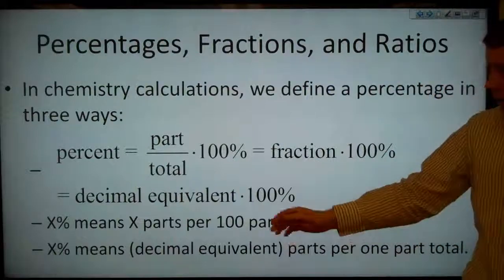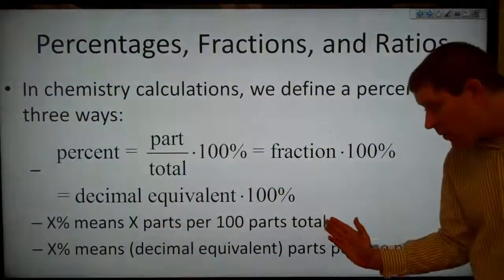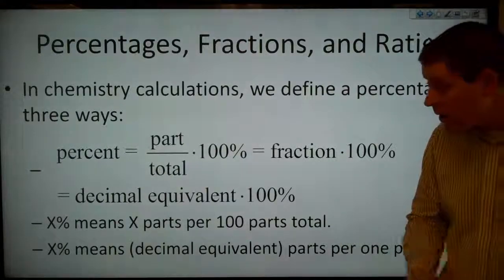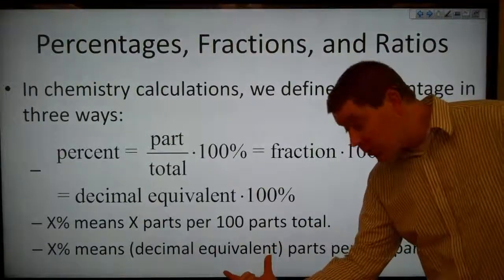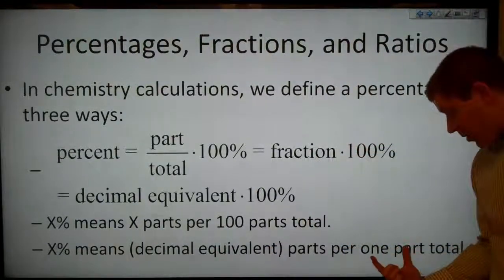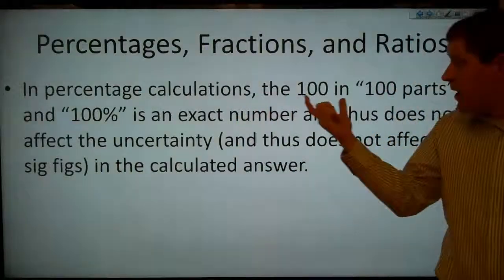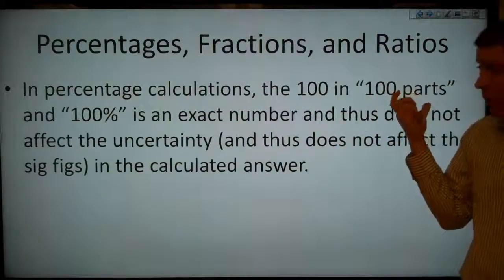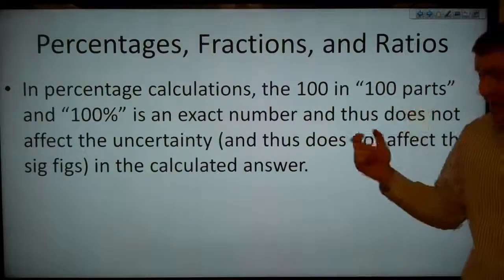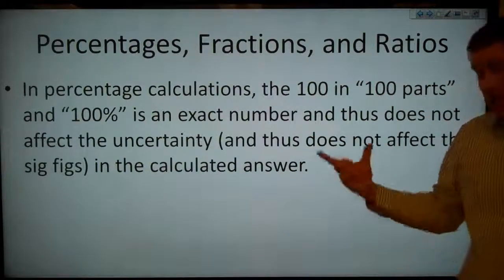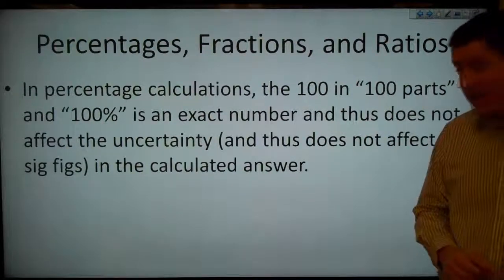Or we could define it as X percent means X parts per 100 parts of the total. Or we could define it as X percent means the decimal equivalent parts per 1 part of the whole. So in percentage calculations, that 100 in 100 parts and 100% is an exact number, and thus it does not affect the uncertainty, and thus it doesn't affect the number of sig figs in our calculated answer.